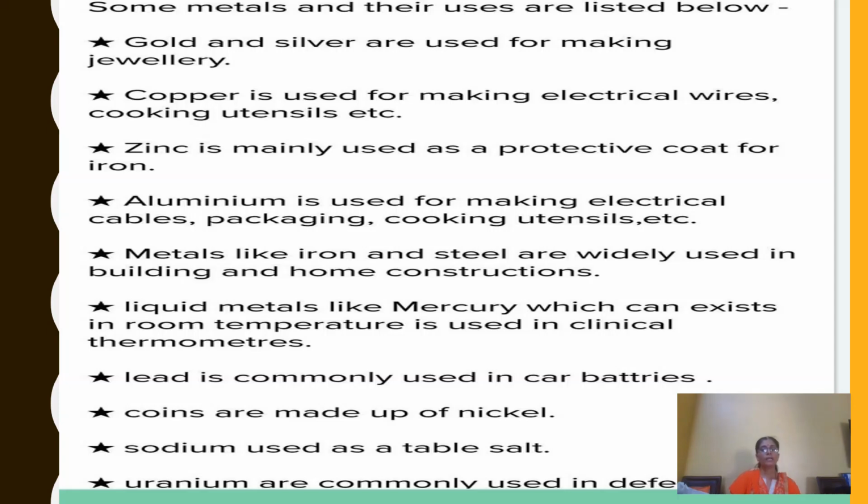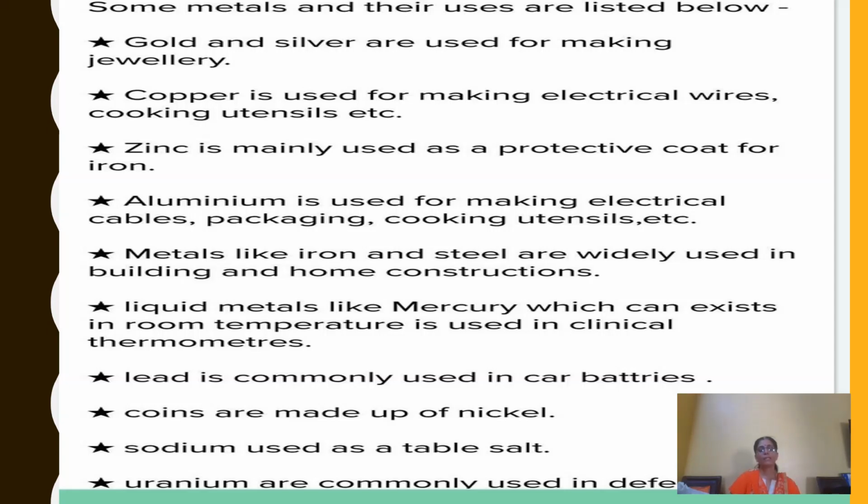Now next, liquid metal. The only metal which exists in liquid form at room temperature is mercury, as we know that it is used in clinical thermometers. Next, lead is commonly used in car batteries, and coins, which we use, are made up of a metal called nickel.